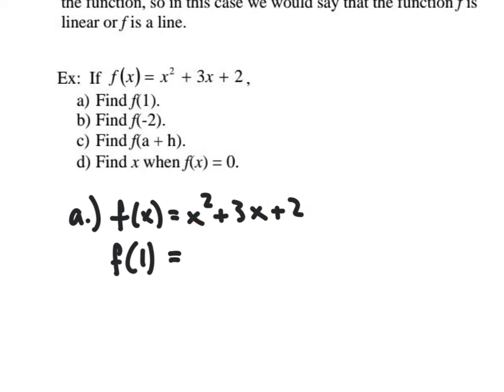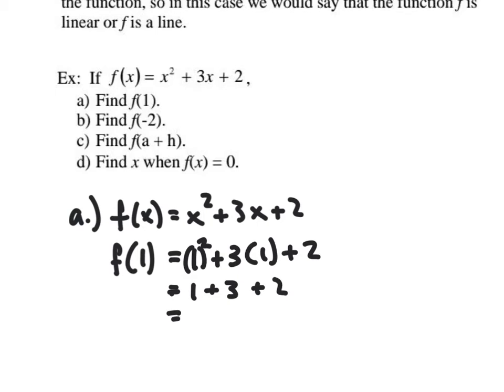So we get 1 squared, let me put that in parentheses, plus 3 times 1, and then plus 2. We can evaluate this. 1 squared is 1 times 1, which is just 1, plus 3 times 1, which is just 3, and then plus 2. If I do 1 plus 3, that's 4, plus 2 is going to give me 6. So now what I have is that f of 1 is equal to 6.